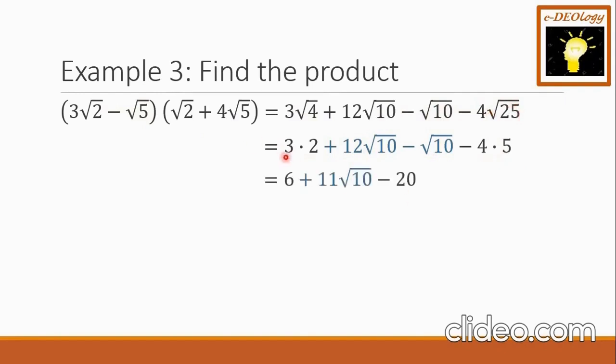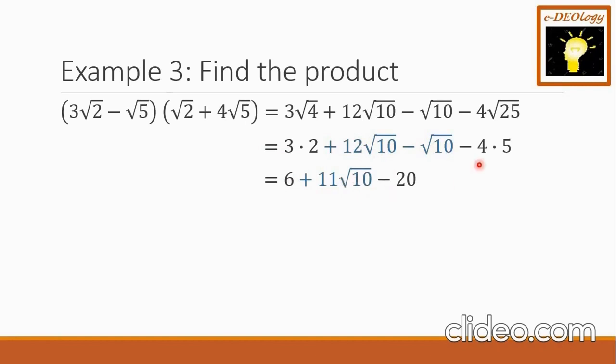On the next line, now is the product. The 3 times 2 is now showing as 6. Then for these two terms, they are like terms. They have the same radicals, same index, and also same radicand. So we can combine them. We will only combine the numerical coefficient. So this is positive 12 and this is negative 1. So it becomes positive 11. And then copy the same radical, square root of 10.